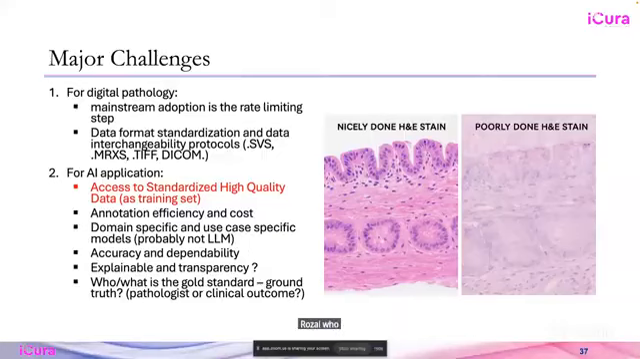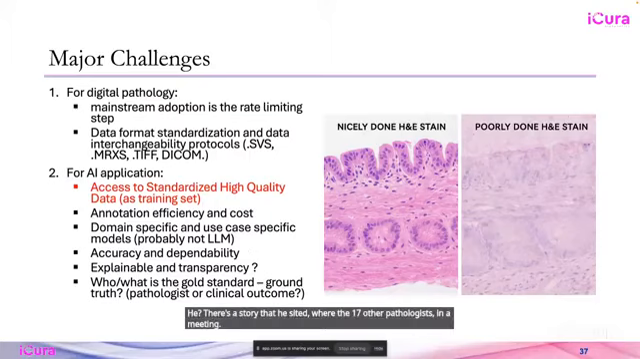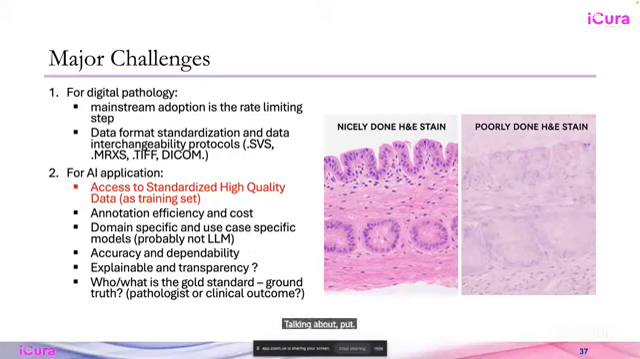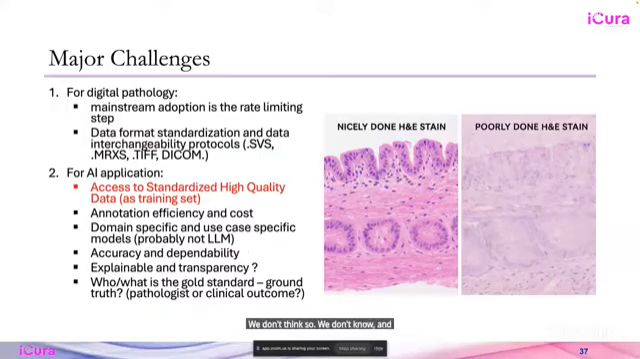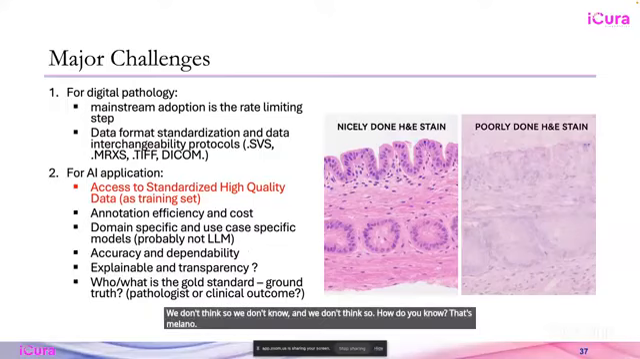Rosai, who is considered one of the most prominent pathologists in modern days. There's a story that he sat with 17 other pathologists in a meeting talking about a melanoma, and nobody knows the answer to a case. He said that's a melanoma, but all the other 17 said we don't think so, we don't know. How do you know that's a melanoma? And he said it's melanoma.